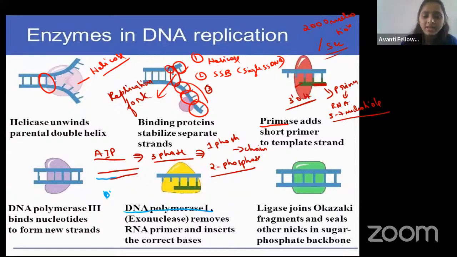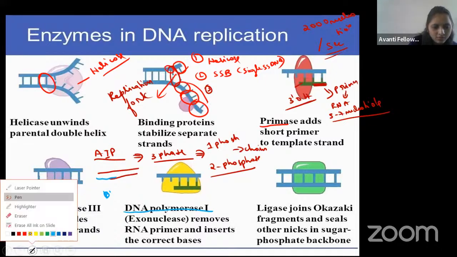But who will synthesize the DNA in that position? Is that our DNA polymerase 3? No, guys, no. Our DNA polymerase 1 only will remove the primer and it will also add the DNA in that position. So now we have the complete double-stranded DNA, right or not? Yes. So finally we have the complete double-stranded DNA, but there is a nick. There is a gap present.